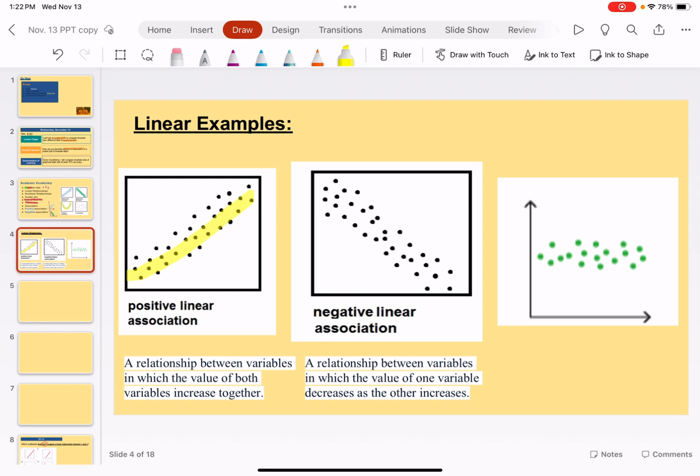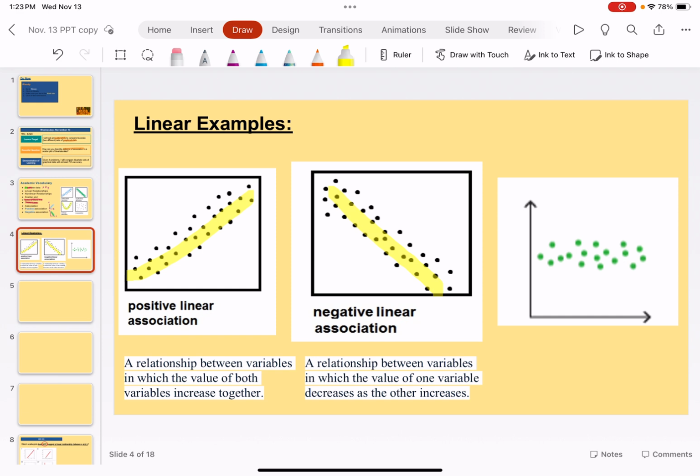For a negative linear association, you're going to see that as one of the variables increases, the other one decreases, right? So in this case, as the x, or the independent variable, increases, the y, or the dependent variable, decreases. As the x increases, the y decreases.